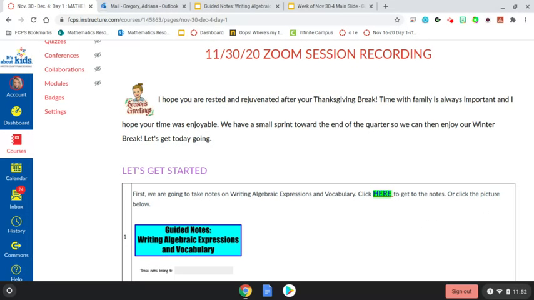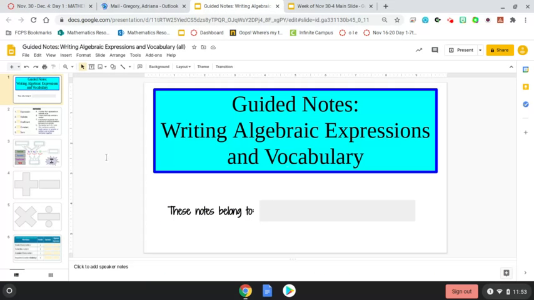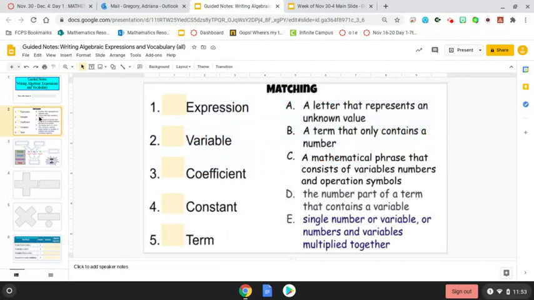We just finished up our chapter and we're getting ready to start learning about algebra. So we're going to click here to get to our notes. And this is going to take us to our notes for today. Remember, you cannot complete these notes without watching this video, so don't try to complete these notes by yourself. There's no way you're going to be able to do that on your own. We're going to go ahead and type our name here and join me on slide 2.